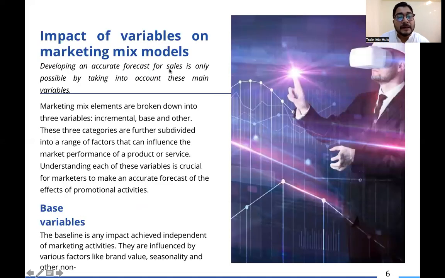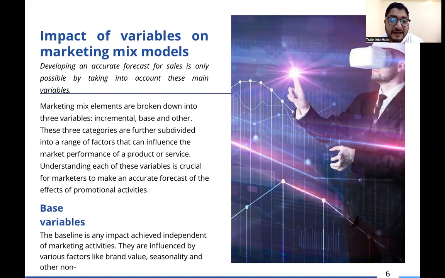Let's move further. The impact. Now let's talk about the impact of the variables on the marketing mix model. Marketing mix elements are broken down into three variables: incremental, base, and other. These three categories are further subdivided into a range of factors that can influence the market performance of a product or a service. Understanding each of these variables is crucial for marketers to make an accurate forecast of the effects of promotional activities. Now, let's first talk about the base variable.